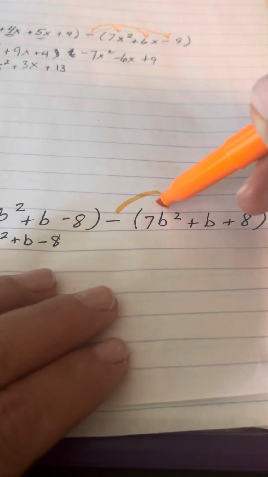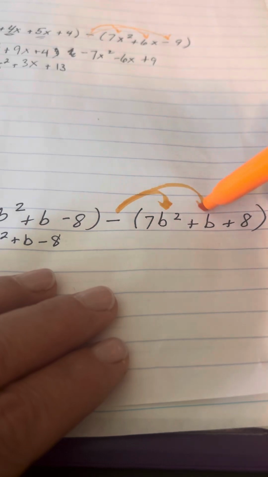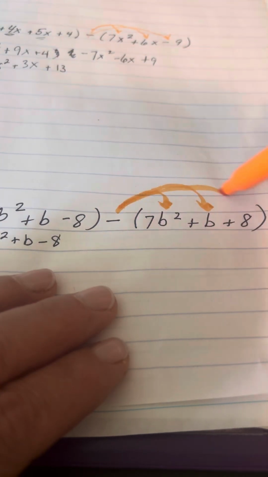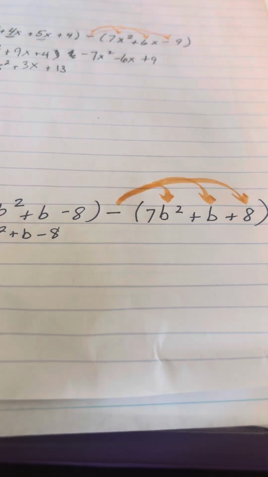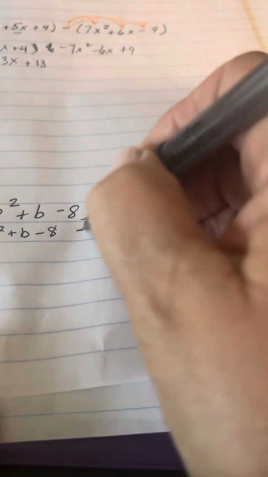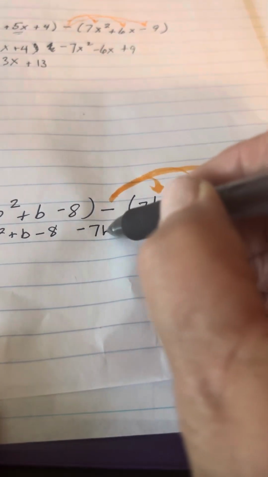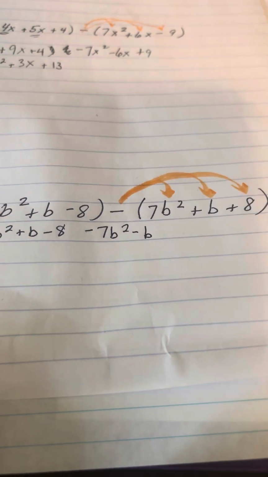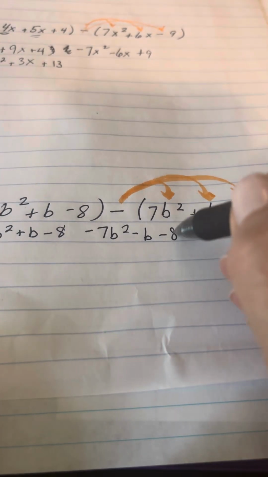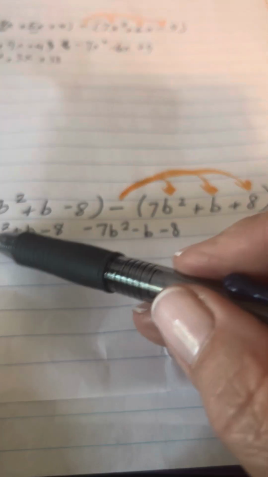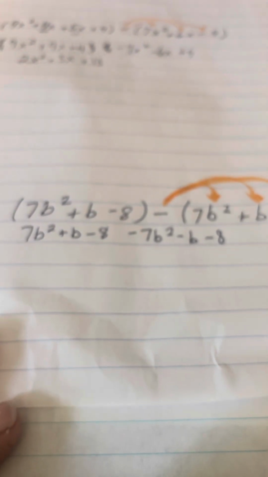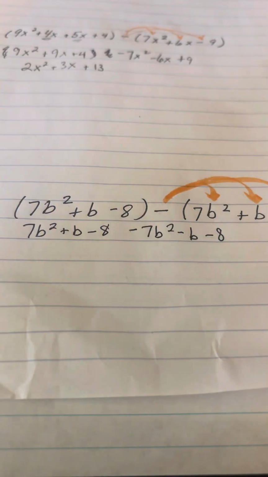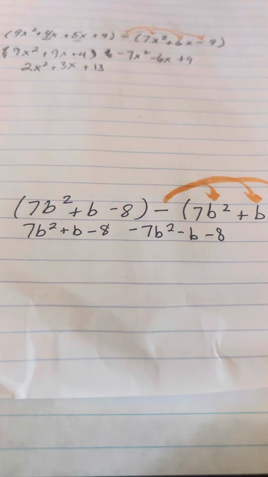So it's going to become negative 7b squared, negative b, and negative 8. So I've got negative 7b squared, negative b, and negative 8. So if I have 7b squared and take away 7b squared, then those cancel each other out. So that would be 0. I don't need to write 0b squared.